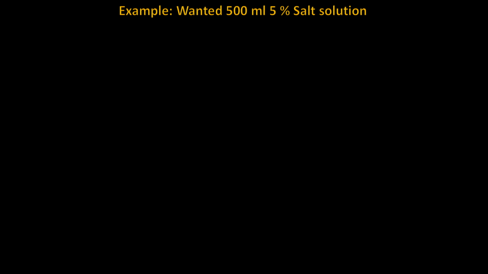Let's look at an example. Making a 500 ml, 5% saline solution. The amount of sodium chloride required can be calculated. First, the formula weight of sodium chloride will need to be calculated. By adding up the atomic weights, the formula weight is thus 58.5 grams per mole. The molarity of a 5% solution is 0.05 molar.